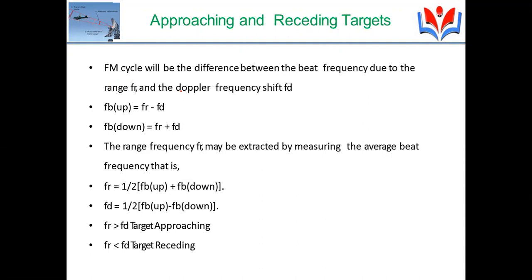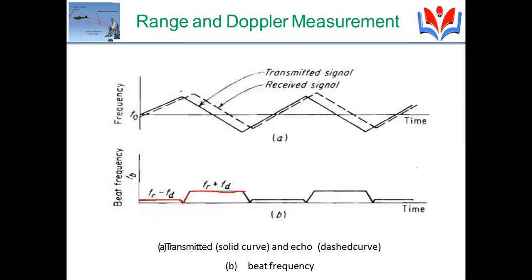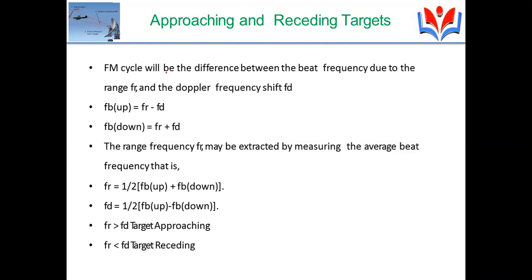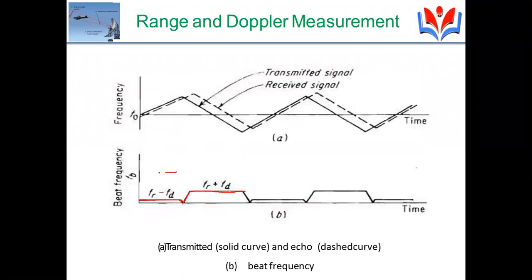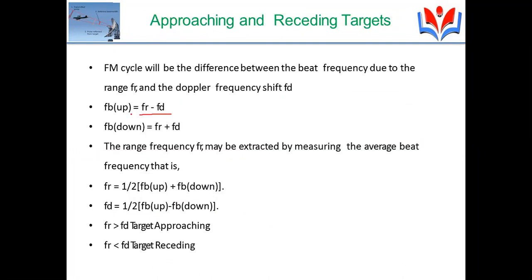So in FMCW, how do we detect the relative velocity as well as range from this particular beat frequency? Now we will check it out. The beat frequency will be the combination of the range frequency FR and the Doppler frequency shift FD. So FR minus FD is called the beat up frequency, and FR plus FD is called the beat down frequency. This is what they have written here. Beat up frequency is FR minus FD, beat down frequency is FR plus FD.